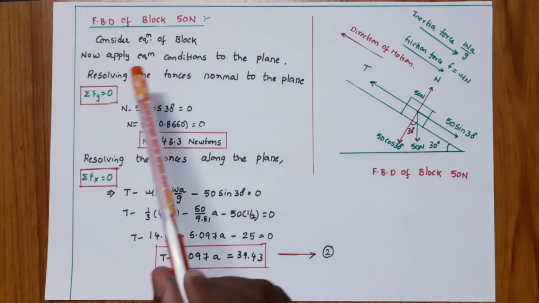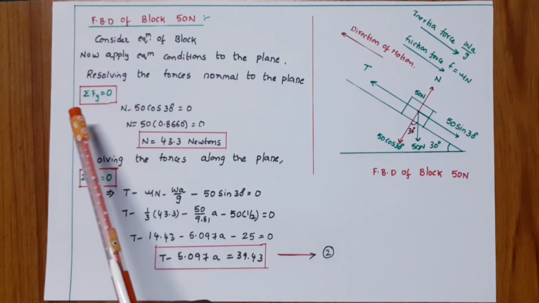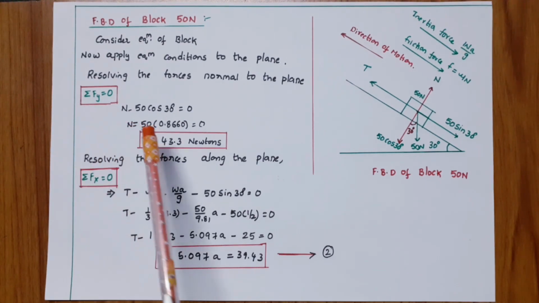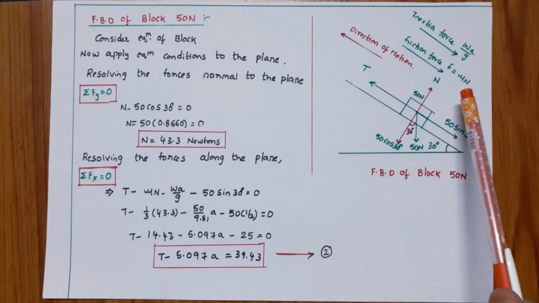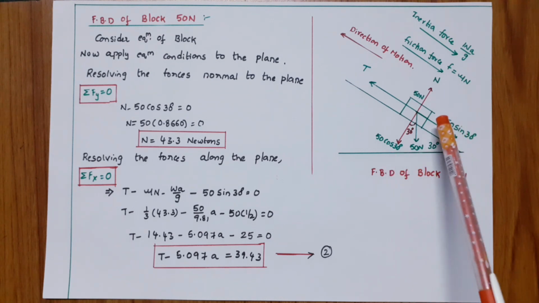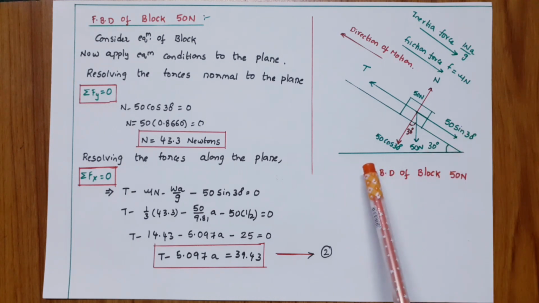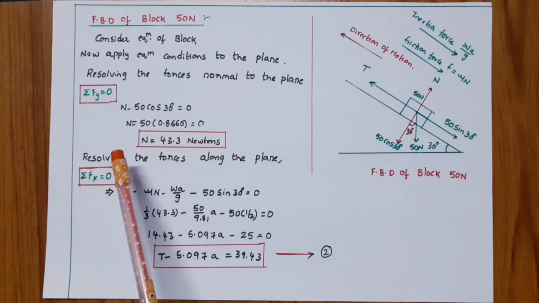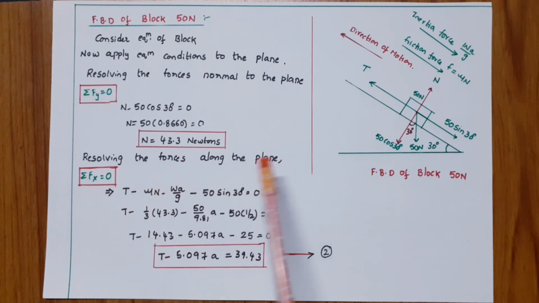Consider equilibrium of the block. Apply the equilibrium conditions. Resolving the forces normal to the plane, sigma Fy equal to 0. The sum of the forces in the vertical direction is 0. The forces normal to the plane are the normal reaction and 50 cos 30 degree. The upward force is positive and the downward force is negative. So N minus 50 cos 30 degree equal to 0. N equal to 50 into cos 30, which is 0.866. N equal to 43.3 newtons.